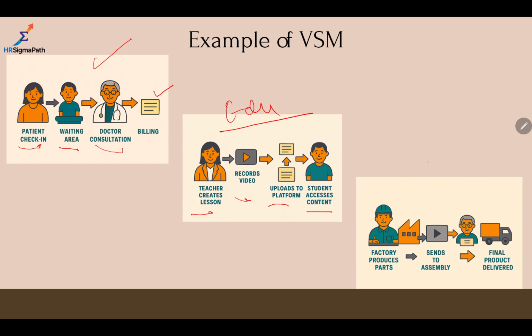Another example is a manufacturing company. In manufacturing, parts are produced and sent to the assembly. Then the final product is delivered. So this is a simple value stream mapping.